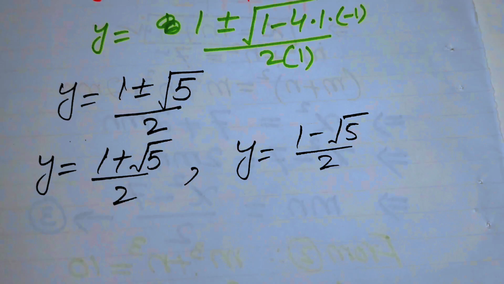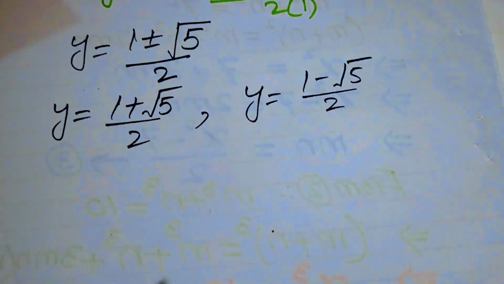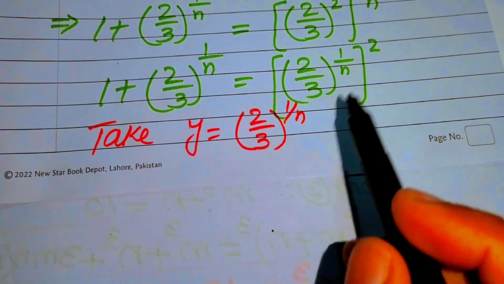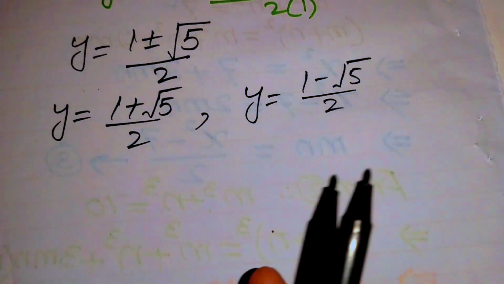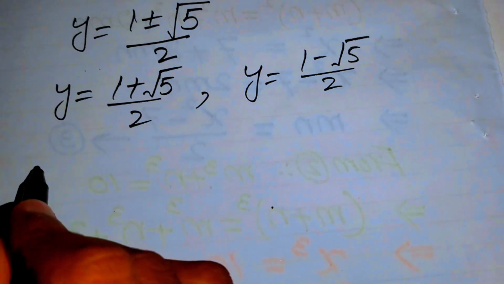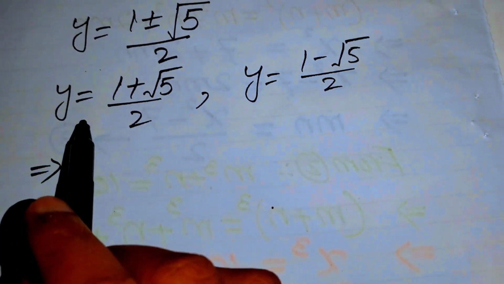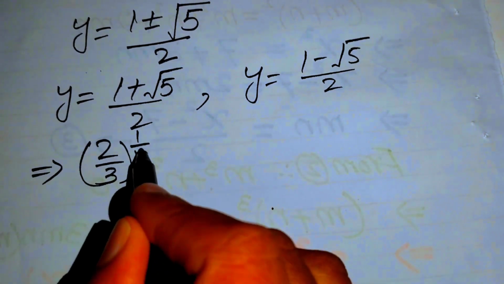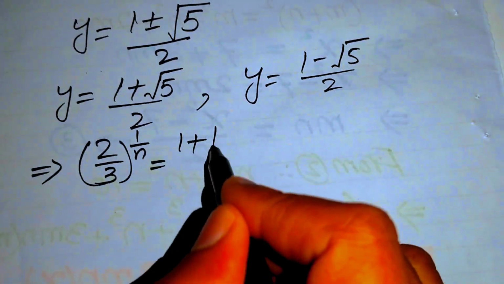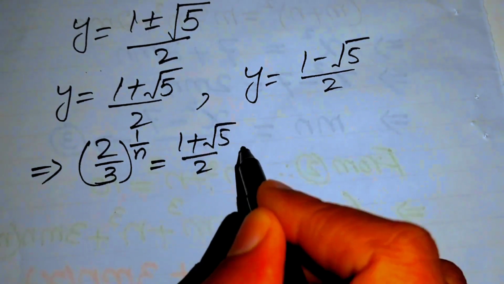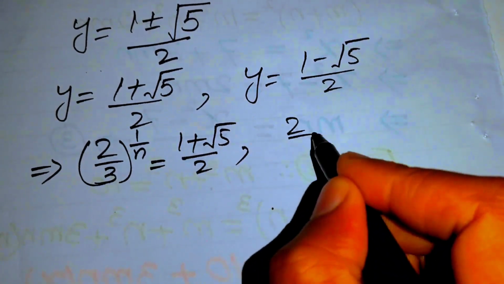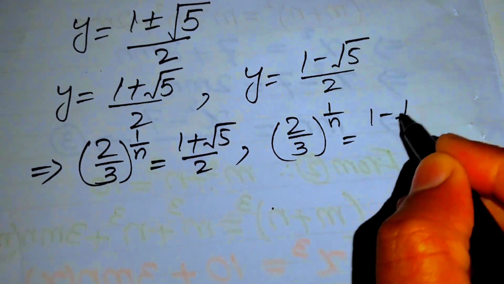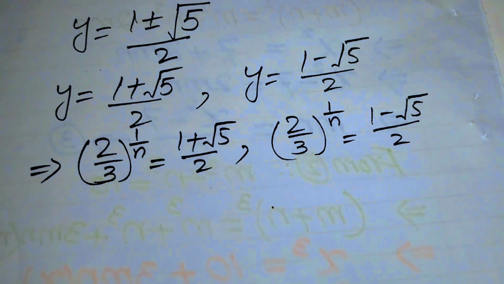And now here we back substitute the value of y, where we take y equals to 2 over 3 and its whole power n. So we put this value here, and you write it as 2 over 3 and its whole power 1 over n equals to 1 plus square root 5 over 2, and in this case we have 2 over 3 and its whole power 1 over n equals to 1 minus square root 5 over 2.